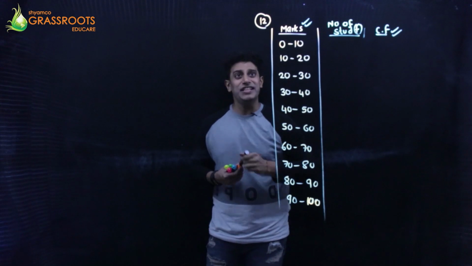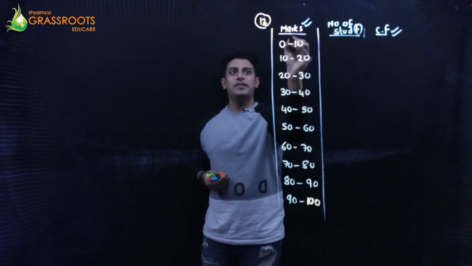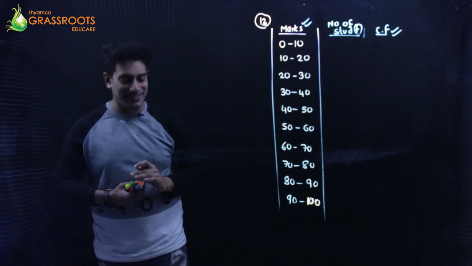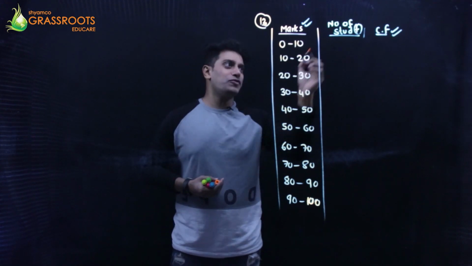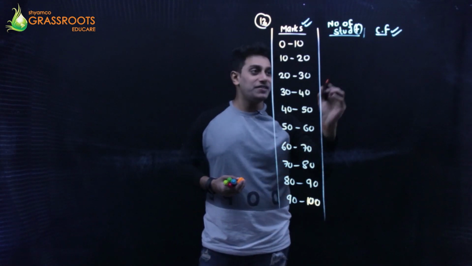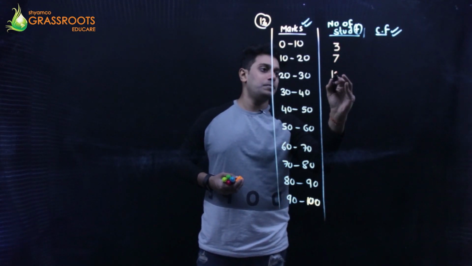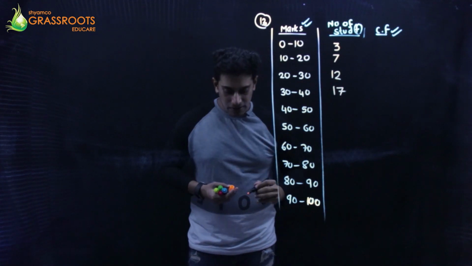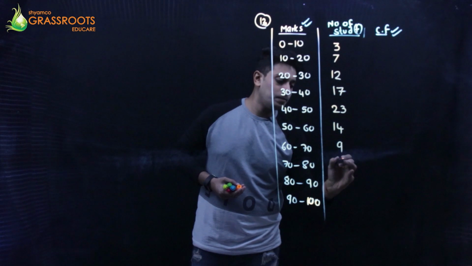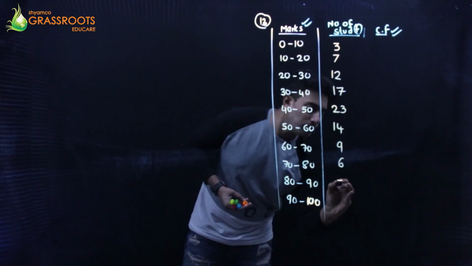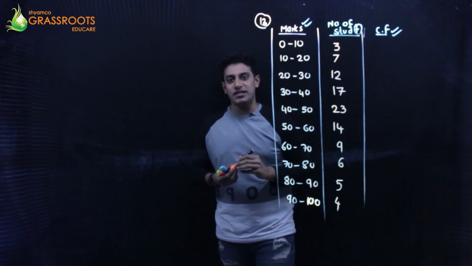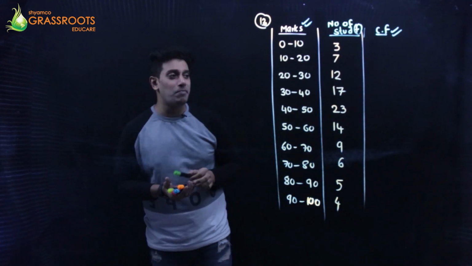Now guys, in the 13th question, the marks are the same as the 12th, so I have let this column be as it is. The number of students is given, which is the frequency. It's given as 3, 7, 12, 17, 23, 14, 9, 6, 5, 4. We need to definitely find the cumulative frequency for answering the questions below.